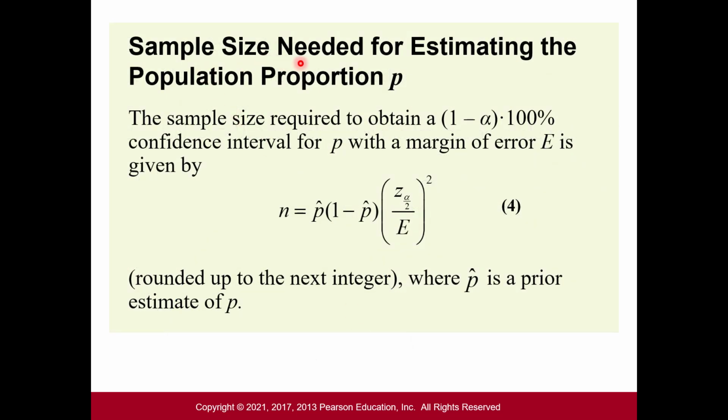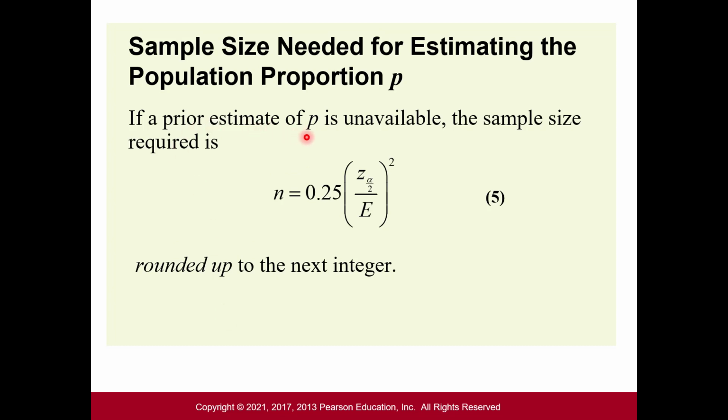And so our sample size needed for estimating the population proportion p, we have our confidence interval, 1 minus alpha times 100%, for p, our population proportion, and our margin of error E is given by this calculation we saw just a moment ago. And then we'll round up to the next integer, where p hat is a prior estimate of our population proportion p. So remember, p hat is our sample proportion.